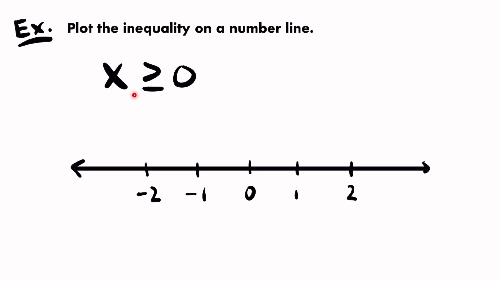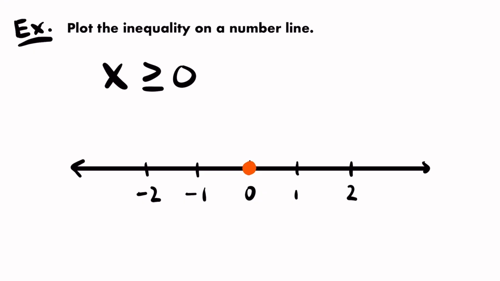So since it can be equal to 0, we can include 0 in our plot, meaning that we won't just draw an open circle at 0, but rather a closed circle. That indicates that 0 is included in this solution set. Or in other words, 0 would make this inequality true if you substituted it in for x. Okay, 0 would be greater than or equal to 0.